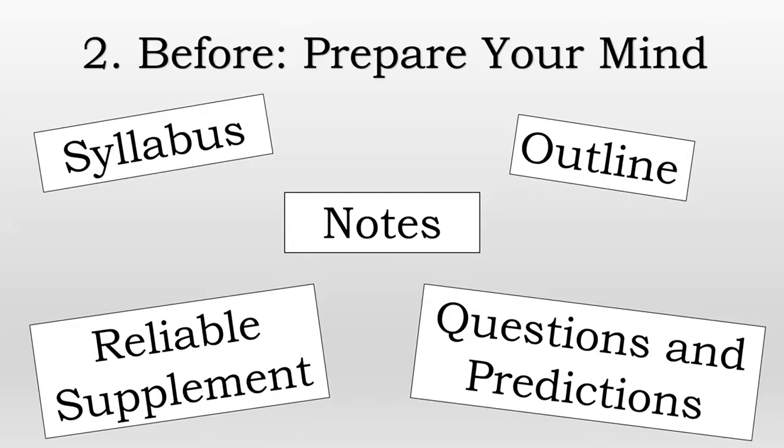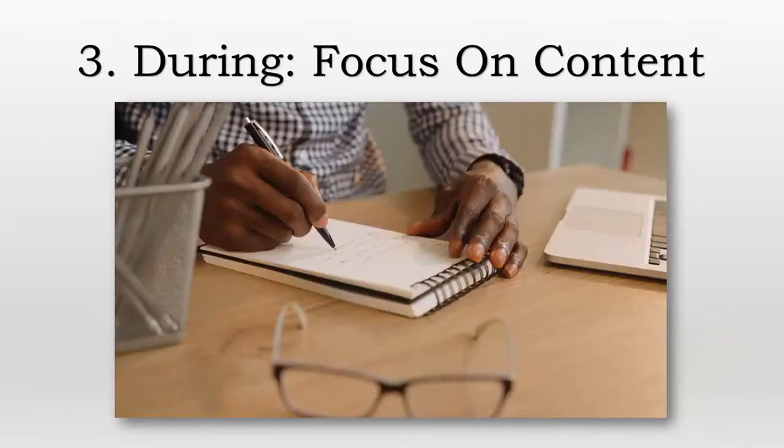So before you log on to a class, look at the syllabus, see what the topic is for the day. Look at your previous notes, see where you left off. If you have an outline going for the course, see where you are in your outline. If you were confused about the reading or you have no idea about the topic for the day, use a reliable supplement, probably one that's recommended by the professor, to prepare you on the topic. And formulate questions and make predictions about what's going to happen in class. That will cause you to be more engaged during the synchronous class.